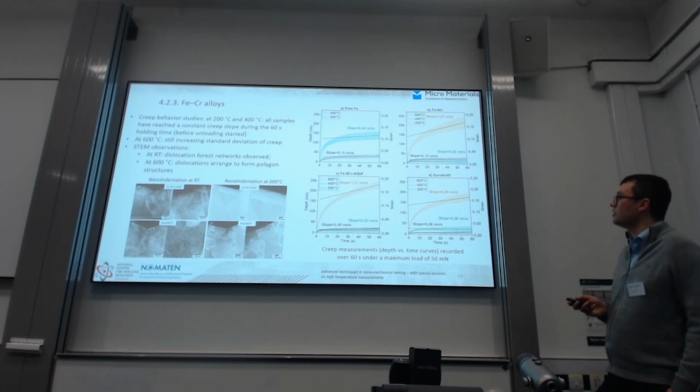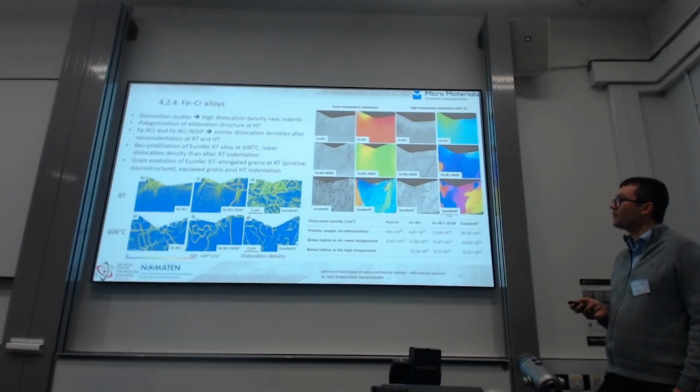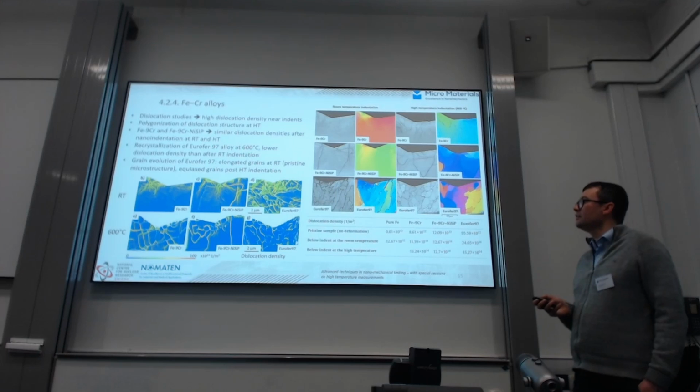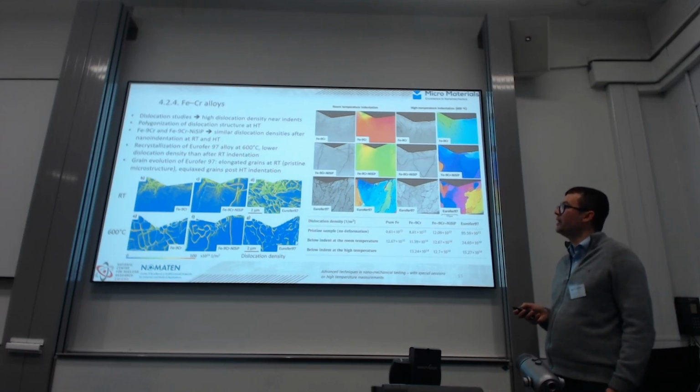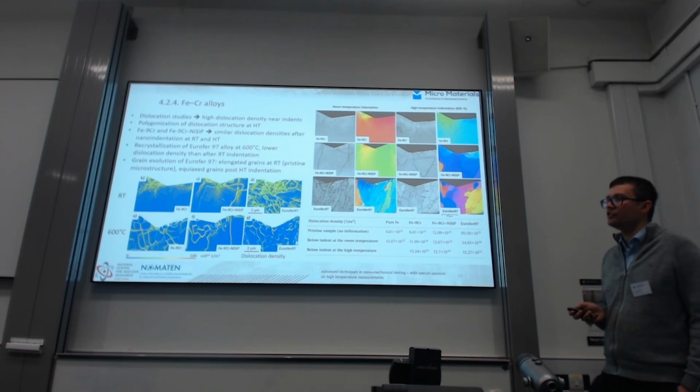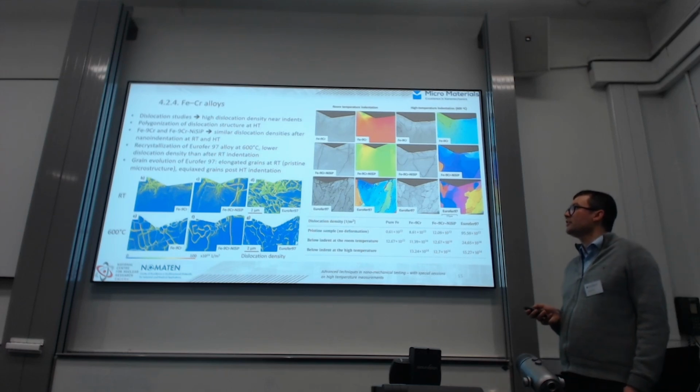And I encourage you to read more on this in this paper. We prepared FIB lamella in the region below the indenter, and we studied the dislocation structure after nanoindentation at room temperature and also at high temperature. And we can clearly see that the dislocation structure is different.